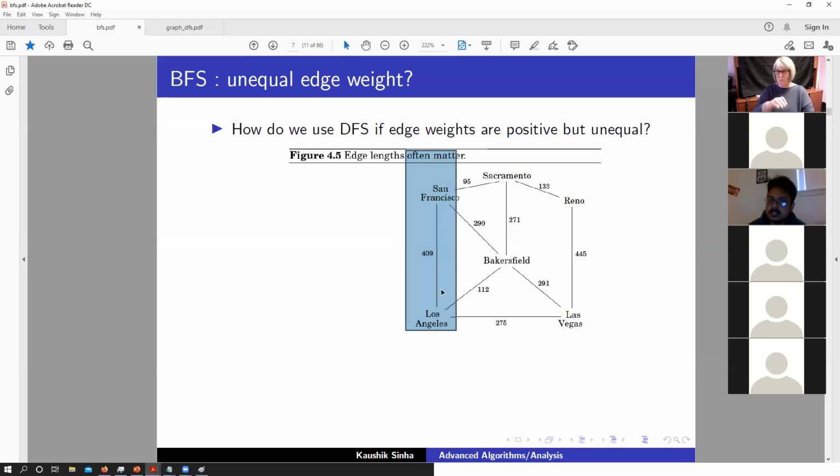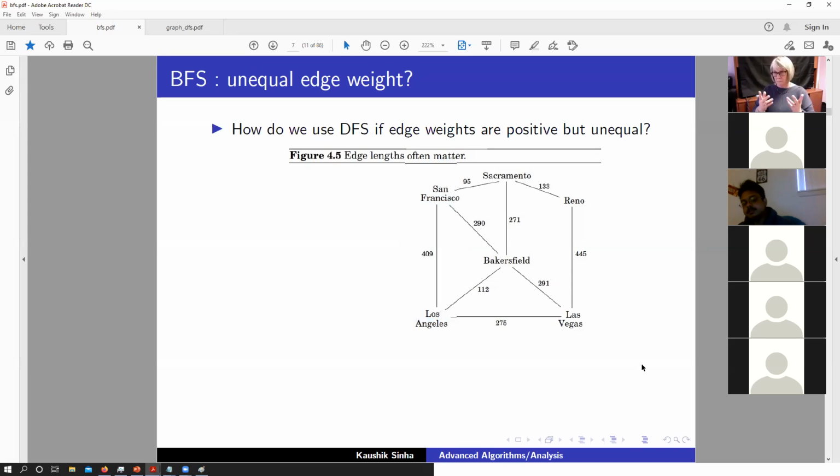Angeles to San Francisco because that is a neighbor edge. But do you guys agree that if I instead went to Bakersfield and then went to San Francisco, I would get a slightly lower weight and a slightly less amount of travel time than directly going to San Francisco using this route? Do you guys agree about this, that I can actually go 112 plus 290, that gets me a shorter distance than compared to directly going to San Francisco?